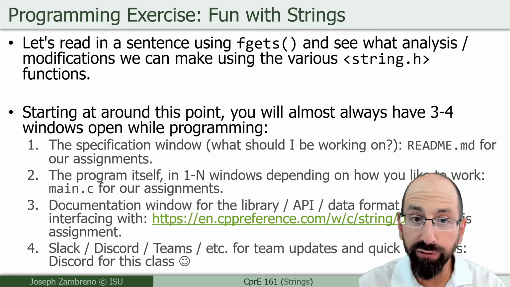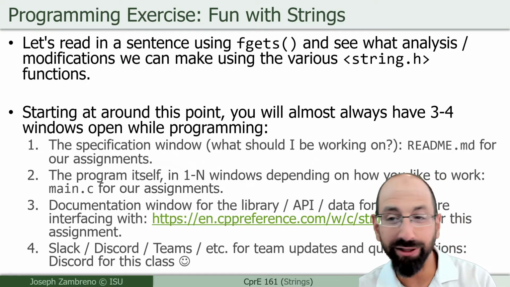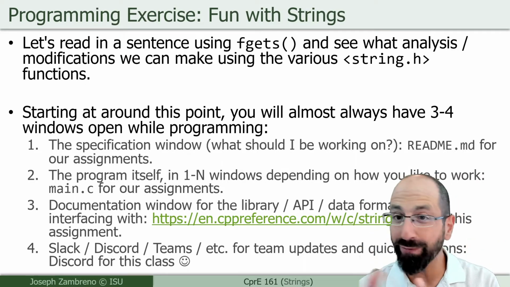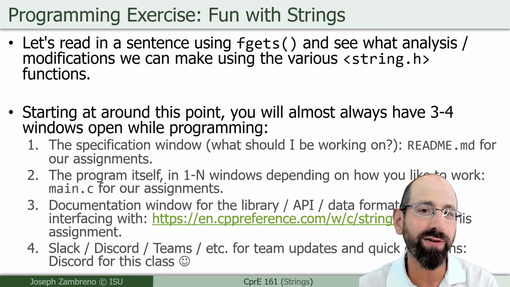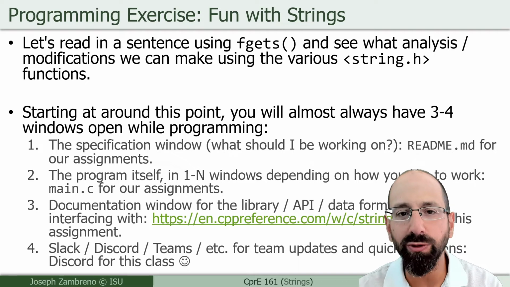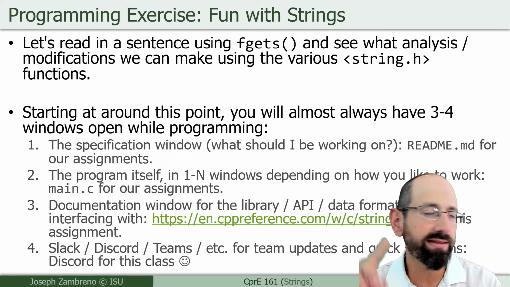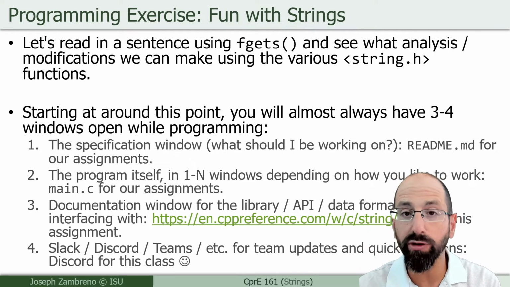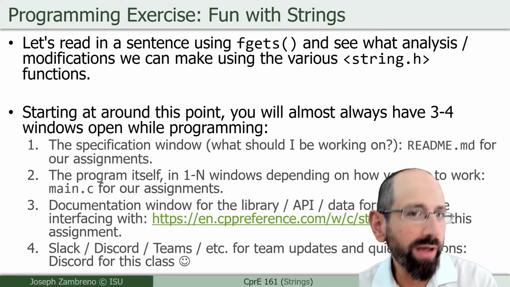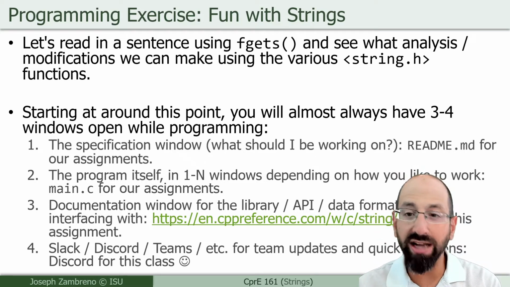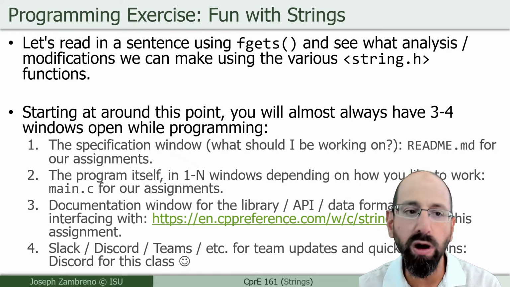You'll have the code itself. Depending on how you like to work, you'll fit it all in one window. You may have it in a few different windows, depending on personal preference for how you work on your code. You're always going to want to have the documentation window for either the library, in our case, or the API you may be using for more advanced examples, or a data format you may be trying to interface with. For us, it's the string function window we would want to have open.